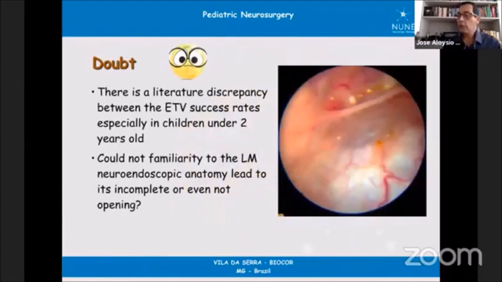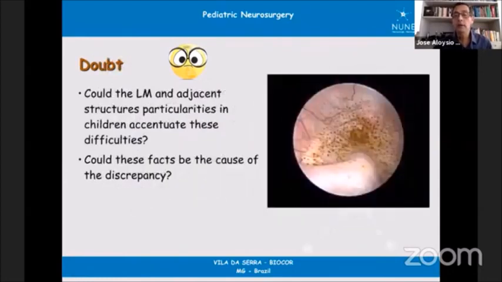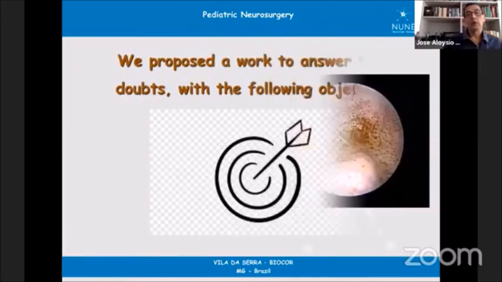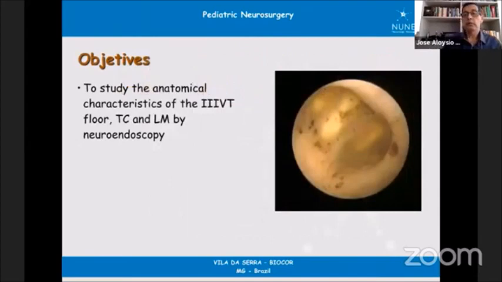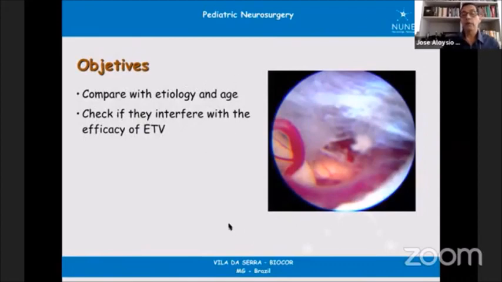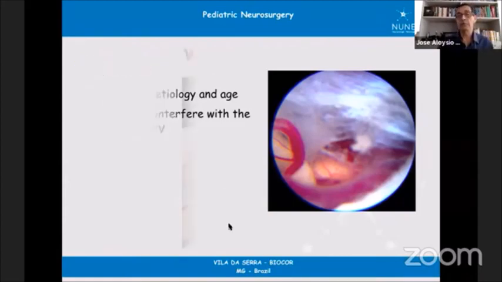We know that ETV has a discrepancy in the literature because many authors consider that there's lower efficacy below 2 years of age. And we wonder if it's not due to the fact that we don't know well the anatomy of the third ventricle, tuber cinereum, and especially the Liliequist membrane in this age group, the pediatric age group. And this is the cause of the discrepancy. So we proposed our work to study anatomical characteristics of the third ventricle floor, tuber cinereum, and Liliequist membrane by the view of neuroendoscopy, compare with the etiology and age, and see if there are some patterns or some details that could interfere with the efficacy of endoscopic third ventriculostomy.